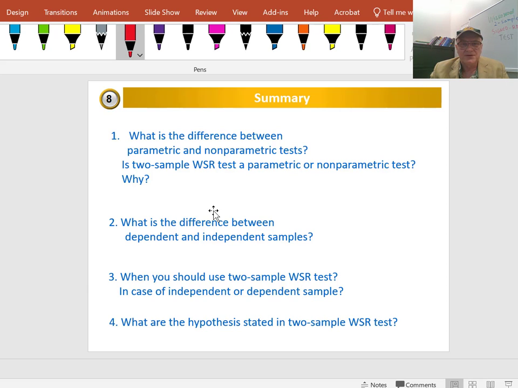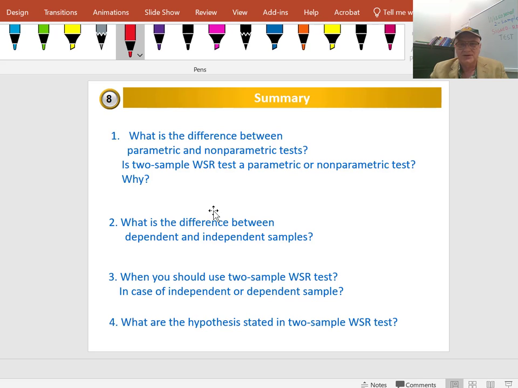Okay, thank you. The first question: what is the difference between parametric and non-parametric tests? The answer is that a parametric test requires the additional assumption that the population or populations are normal. Non-parametric tests don't have that assumption. Is the two-sample Wilcoxon test parametric or non-parametric? It is non-parametric, because it doesn't have the assumption of normality.